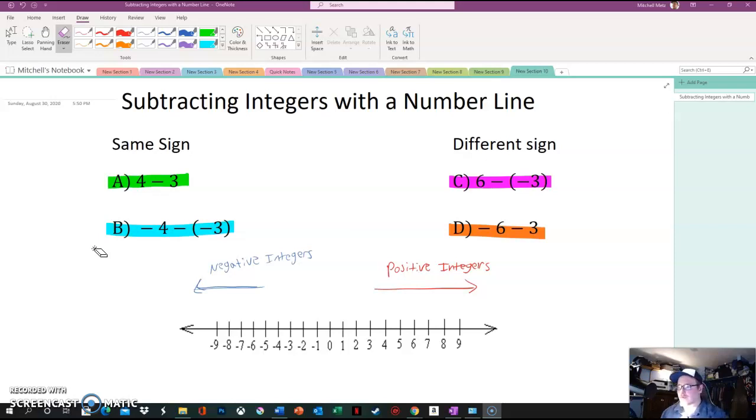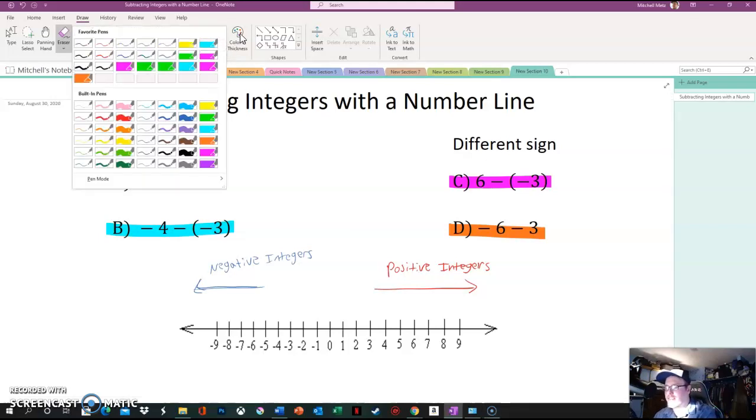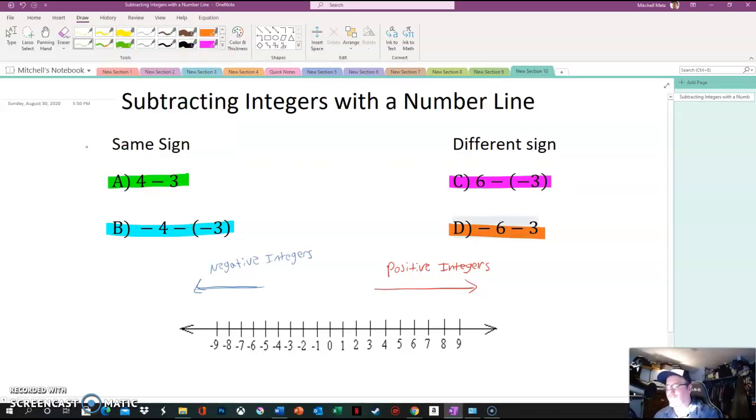So now let's start with A. We're going to start with same sign integers. How do I model those on a number line? I am doing 4 minus 3. Most of us already know this, we have been doing this since elementary school. We all know it's 1, but let's show it on a number line. I'm going to start at my first number, 4, and then move in the negative direction 3 because I am subtracting 3. So I go 1, 2, 3, and my answer is 1, just like we were talking about.